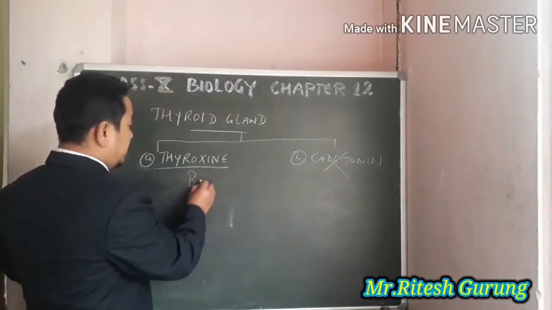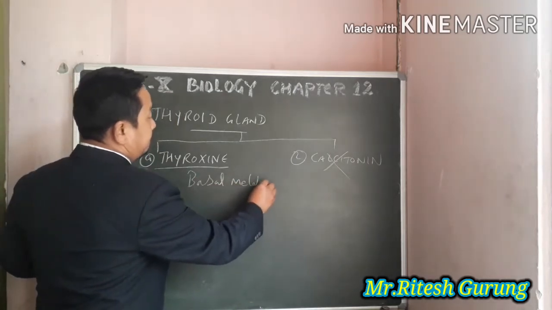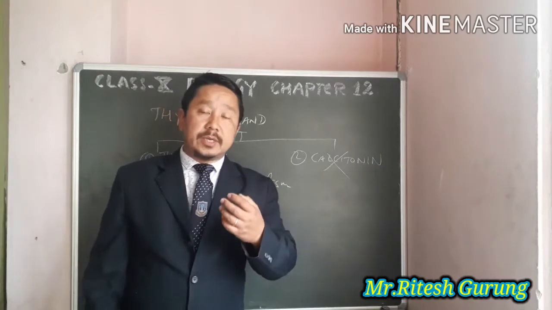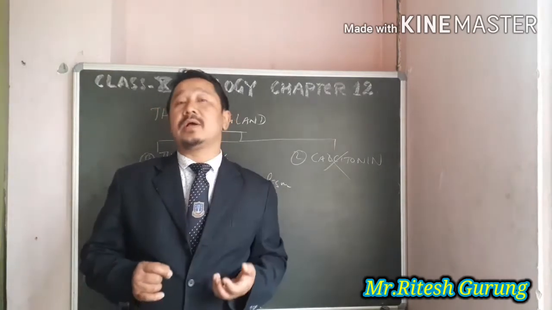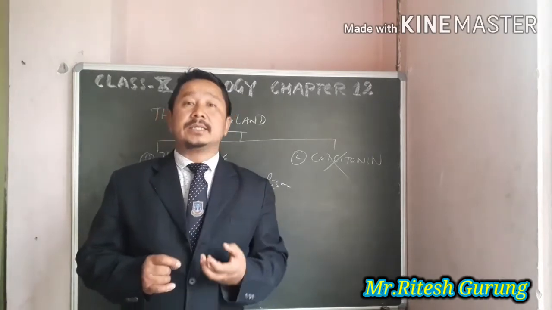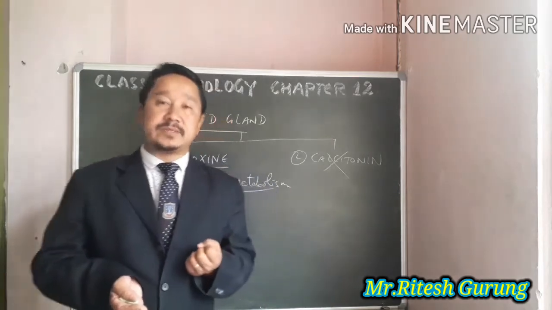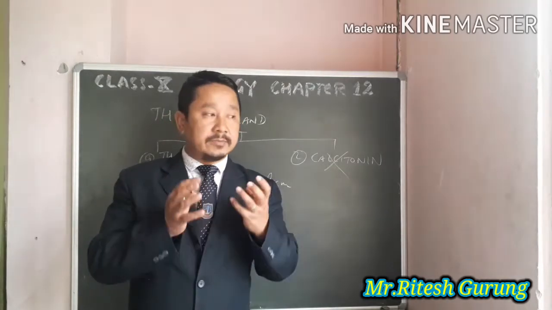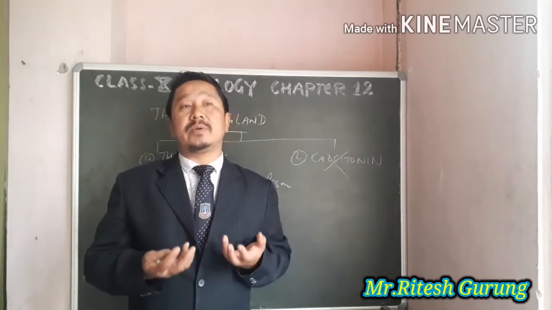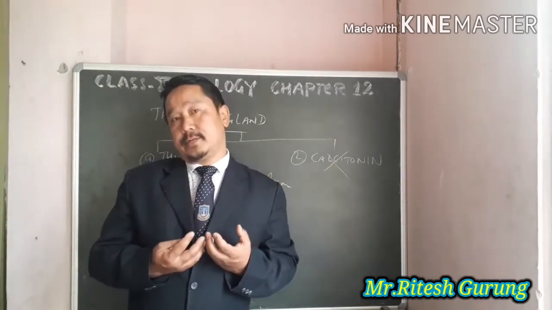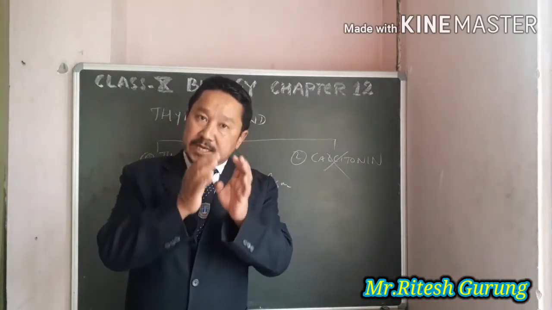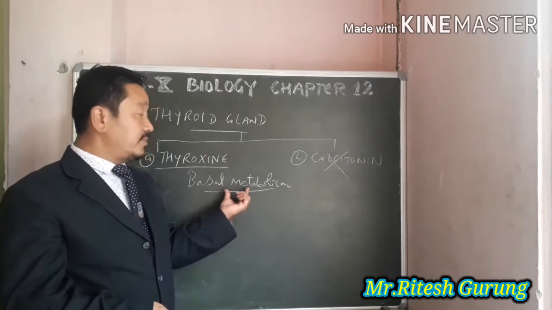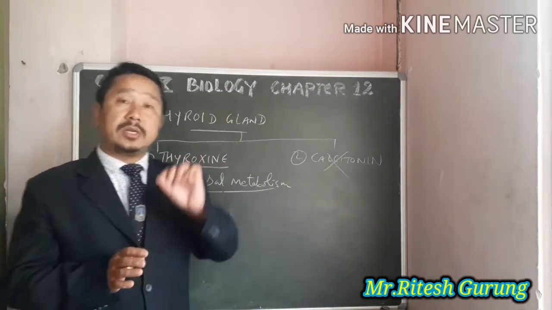Basal metabolism. What is basal metabolism? Basal metabolism actually is the rate of cellular oxidation resulting in heat production at rest. That means during our complete rest also, heat is needed. Some heat energy is needed by the body to carry out a number of body activities to keep the body alive. The rate at which the amount of heat required by the body at rest is produced is called basal metabolism. So this basal metabolism is regulated by the hormone called thyroxine.